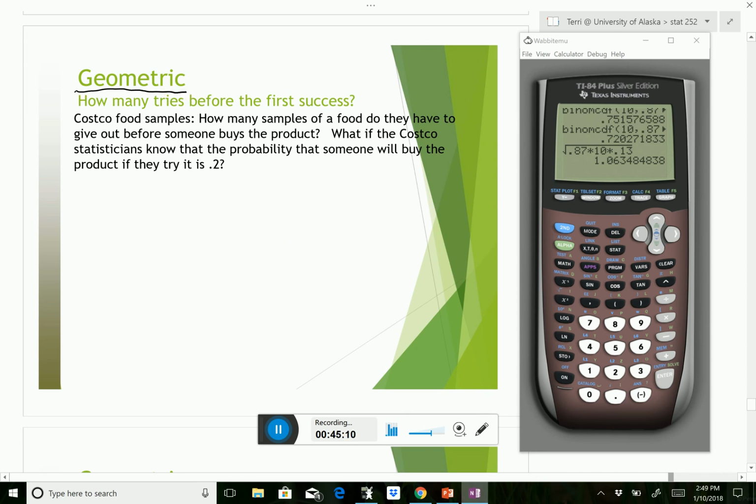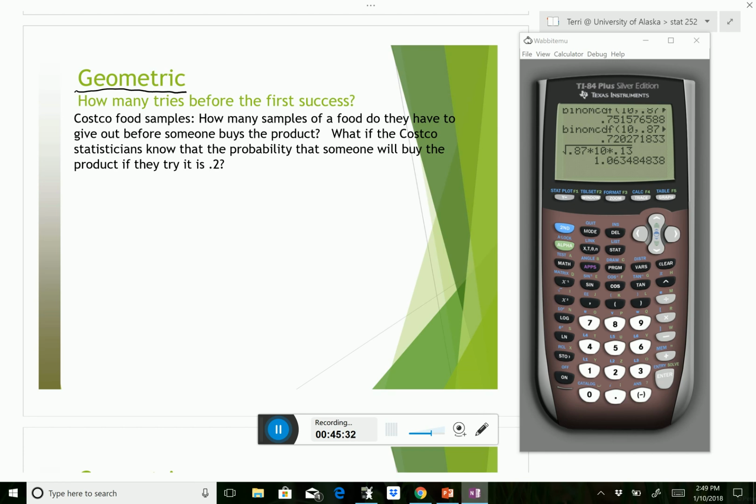And the geometric distribution, I think of this, I always go to Costco and I get the samples. My husband goes like every other day, seriously, and gets the samples of the food at Costco. But you always wonder how many people actually buy the food that's being sampled. And it probably depends on the food.